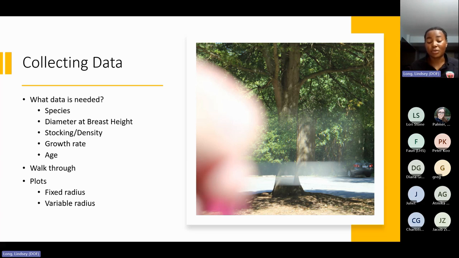So that's for a variable radius. There's another tool that's also used for a variable radius. It's called a cruise all. It's a little metal bit that will be in a picture later, and I'll mention it. For the fixed radius plot, we actually use a distance.